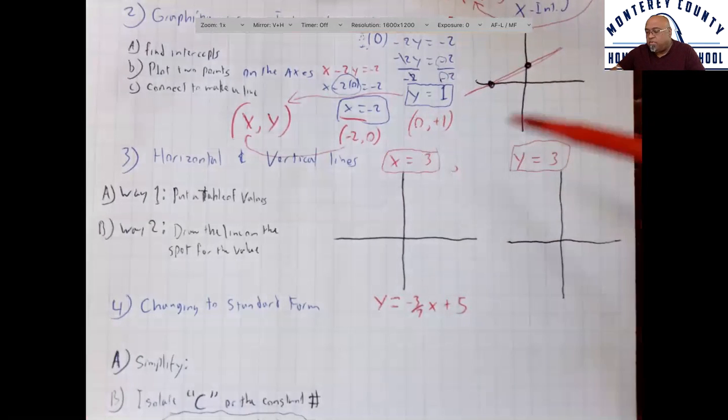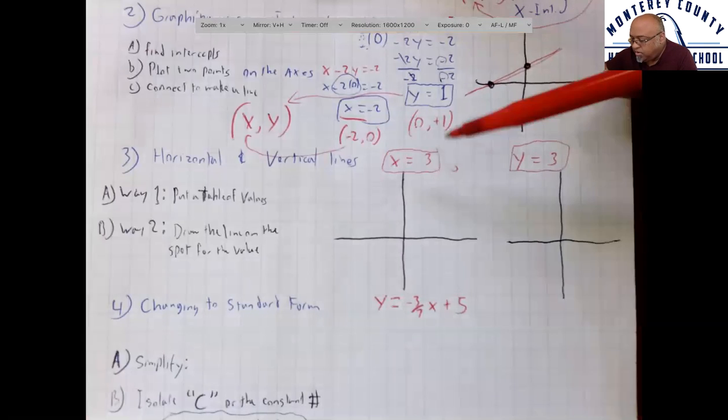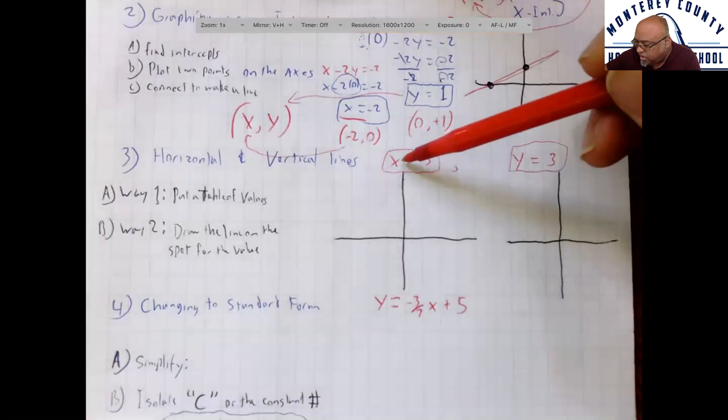It doesn't matter what the number is, it's not going to be written in the form of y equals something x, or something x plus something y is equal to something. When you have a horizontal line or a vertical line, you have just an equation with basically one value. So let me just show you how this works.